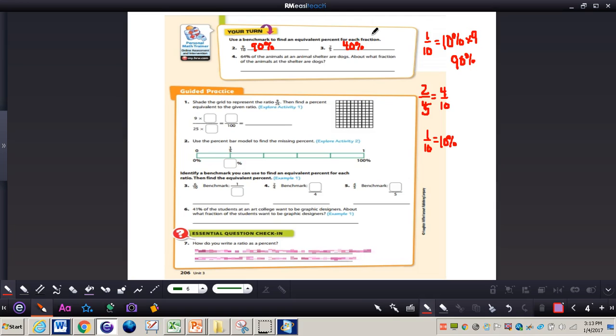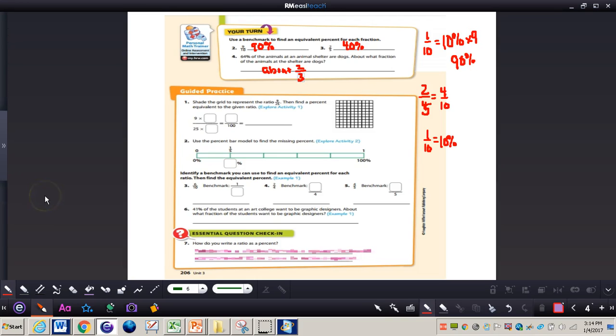So let's take a look at number 4 now. It says 64% of the animals at an animal shelter are dogs. About what fraction of the animals at the shelter are dogs? So I know that 64%, taking a look at page 205, is very close to 66 2/3%. So since we're looking at an estimate, not an exact answer, we could say that since it's close to that 66 2/3, about 2/3 of the animals at the shelter are dogs.